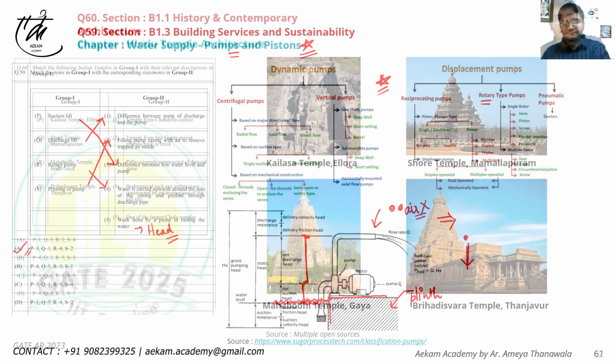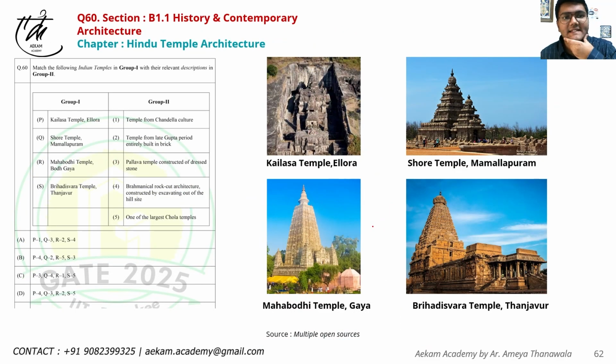Option number A. The next question, question number 60, is from B1.1, History and Contemporary Architecture. This time it is from Hindu temple architecture. These are different temples that have been given, and we have to match their properties or the dynasties to which they have belonged. So let's have a look one by one.